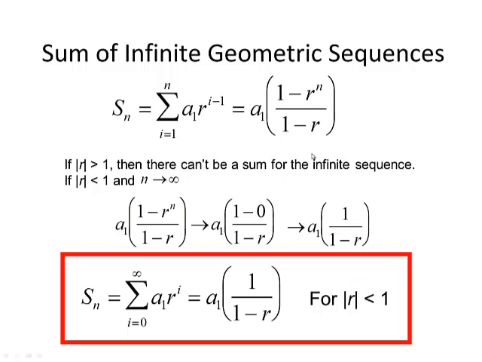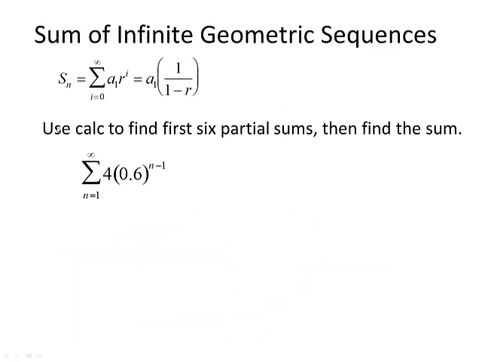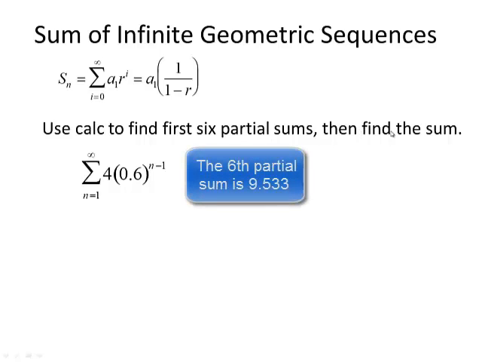So there's your two formulas. They look awfully similar. This is the finite sum. This is the infinite sum. Finite, n up here. Infinite, infinity up here. N up here, no n here. All right. We're going to use our calculator to find the first 6 partial sums and then find the sum.